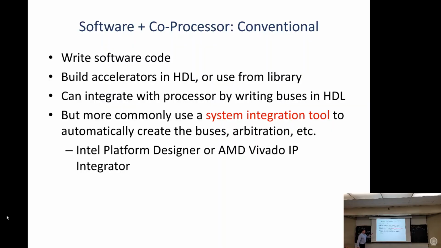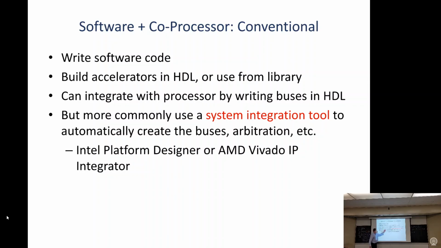Okay, so a few other tools. If you're building a software and a coprocessor, now your design style is a little different. You can write software code. If you need the soft processor to have some accelerators, you can build them yourself in HDL, or there's a library of ones that you can get from IP cores. You can integrate them with the processor by writing AXI buses in HDL.